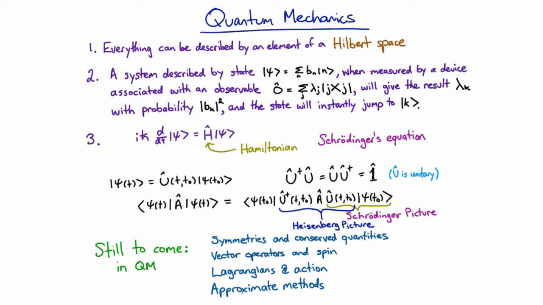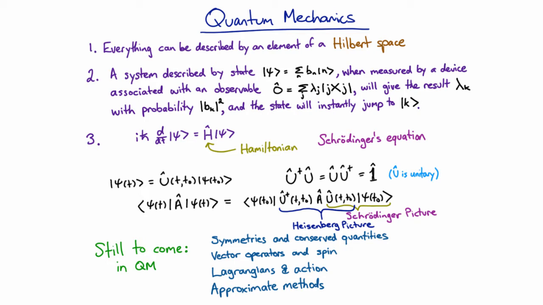Let's take a moment to look at the big picture of what we've learned in quantum mechanics so far. Everything can be described by an element of a Hilbert space, which is basically just a vector space. Those elements in Hilbert space evolve forward in time according to Schrödinger's equation, which depends on the Hamiltonian. The Hamiltonian is just a linear operator associated with energy, which is Hermitian.